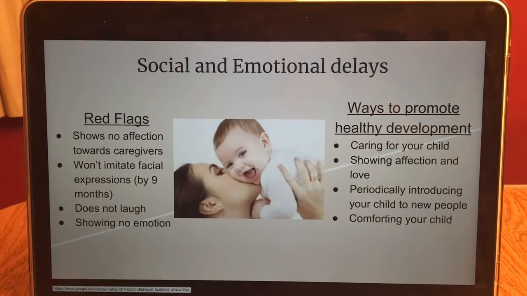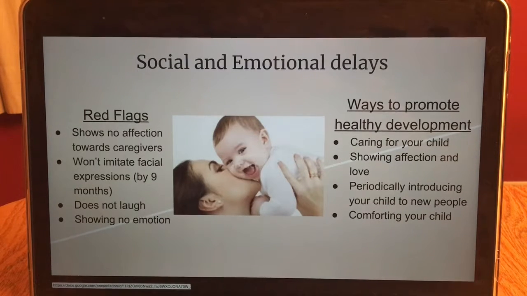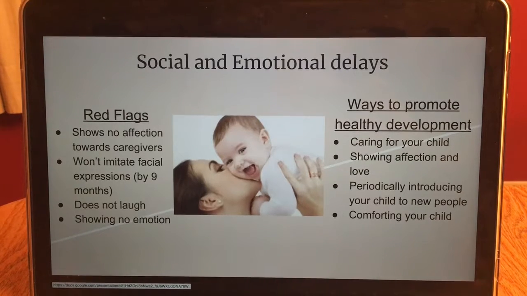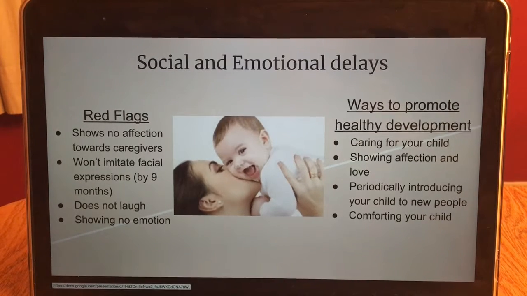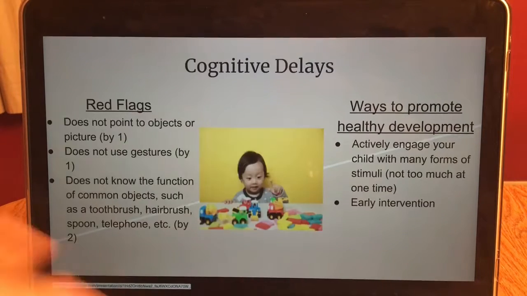Social and emotional delays. Red flags to look for is if your child shows no affection towards caregivers, won't imitate facial expressions by 9 months old, does not laugh, or just generally doesn't show emotion. Ways to promote healthy development in this area would be just caring for your child, showing affection regularly, and periodically introducing new people to your child and comforting your child. Just being that emotional support system for them and not neglecting them.